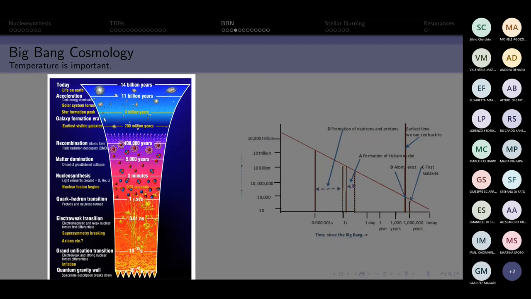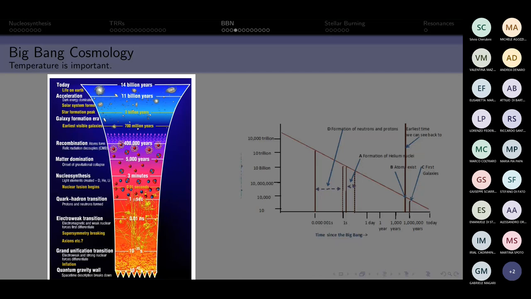Let's take a look at, yep, question? Yeah, how do we know all of this? Did we theorize those things, or are we able to prove some of it? Ooh, that's a great question. The question is, how do we know all this? Is it theoretical, or did we prove some of it?